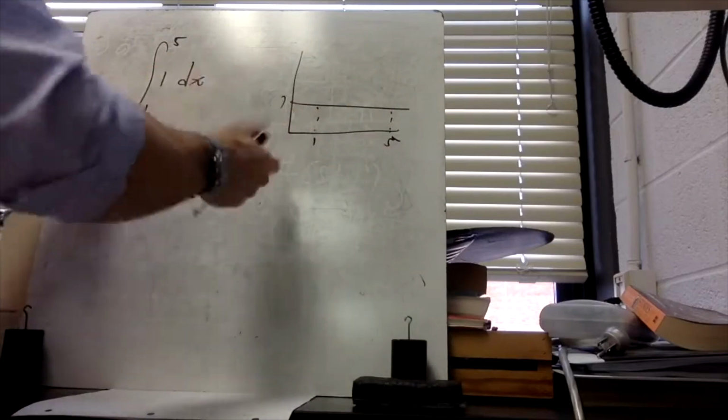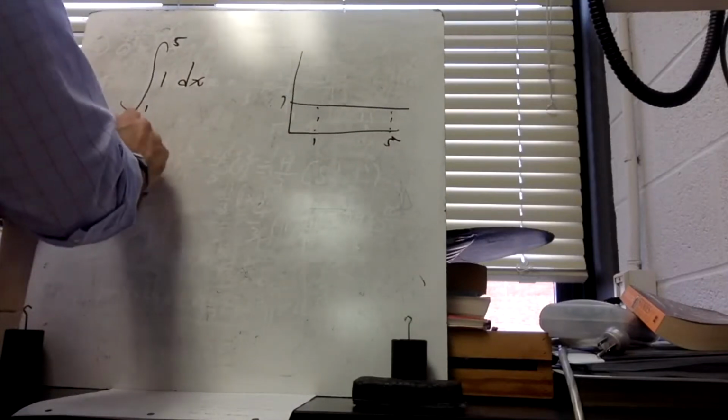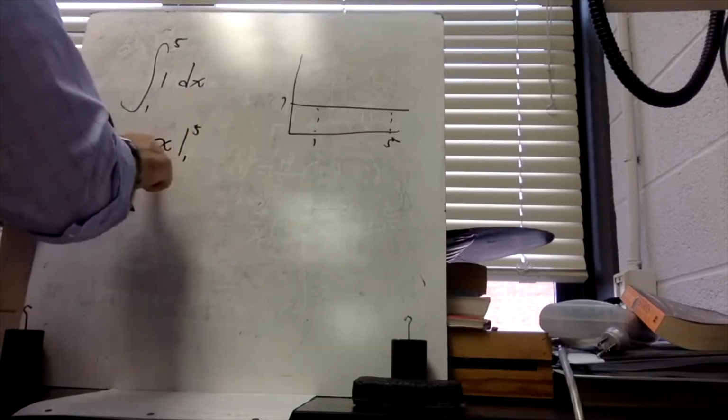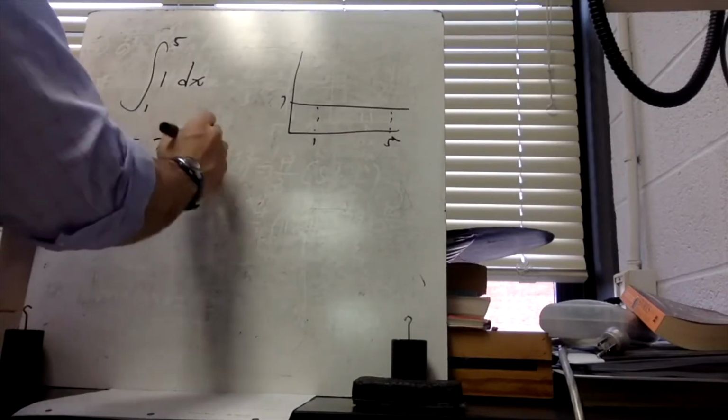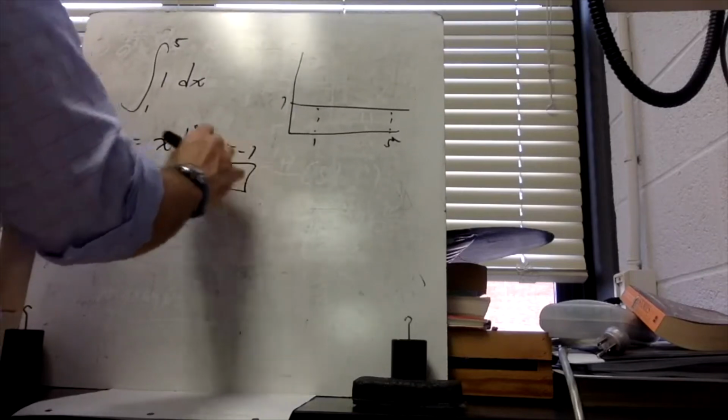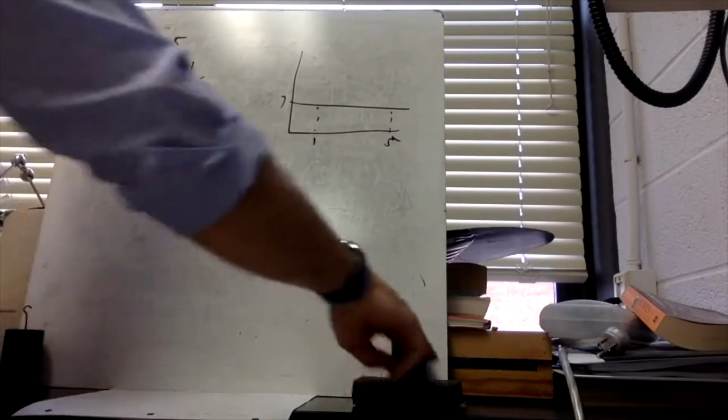Well, the derivative of what gives me 1? Let's work this way now. The derivative of x gives me 1. And so I'm evaluating x from 1 to 5. So this is going to be 5 minus 1, and it gives me 4. It's exactly what I thought it would be.